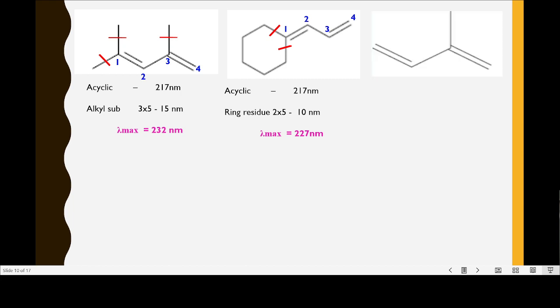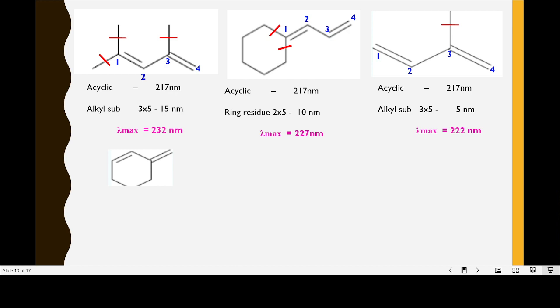Third example, this is an acyclic ring structure. So obviously we know that the lambda max value is 217 nanometer. Numbering 1, 2, 3 and 4. So the ring residue is only 1. So the lambda max value will be 222 nanometer. We'll move on to the fourth example.